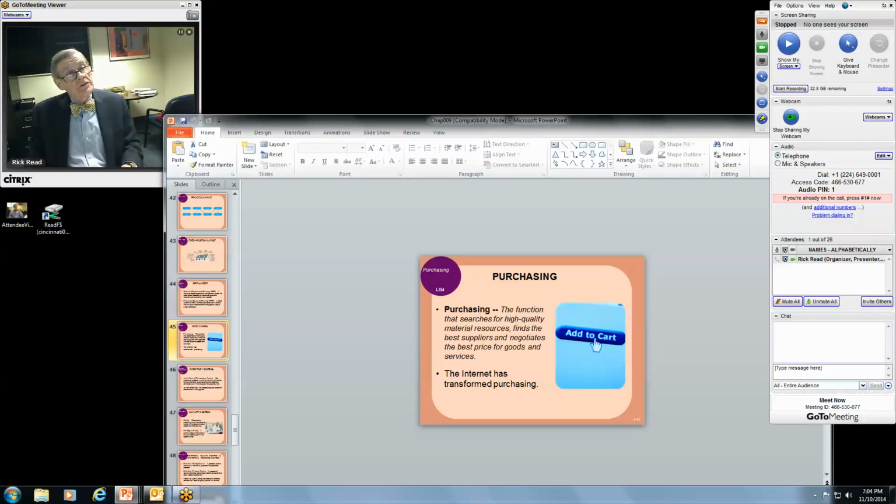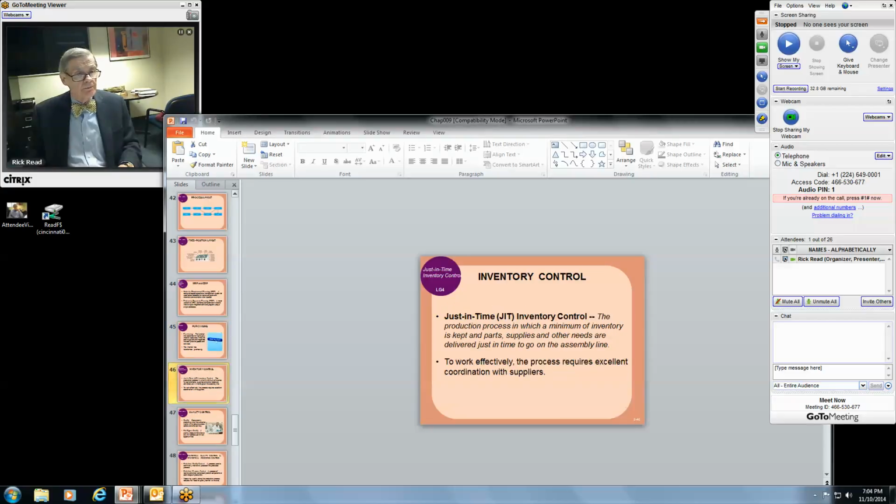Purchasing is just making sure that the company, the manufacturer, has on hand what it needs to have on hand, in the quantity and the quality required, at the best possible price. Very important type of things to do. And of course, the internet has really helped in doing this particular type of service.